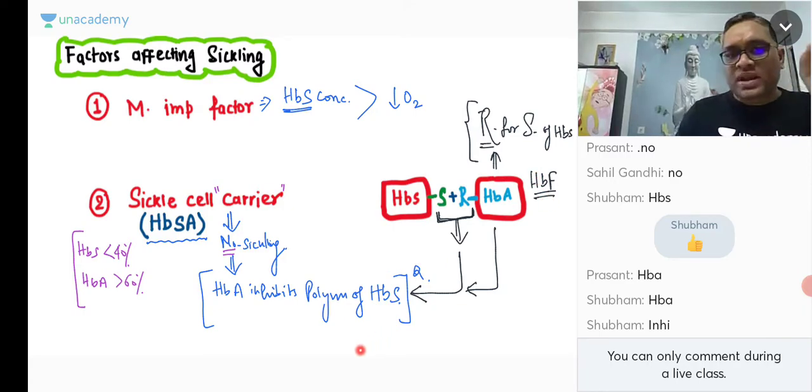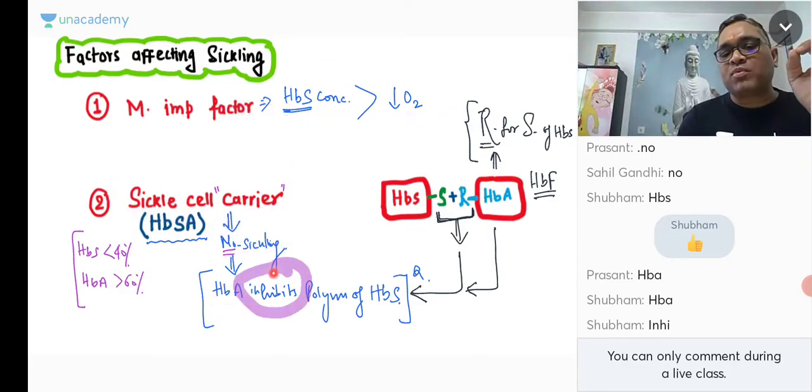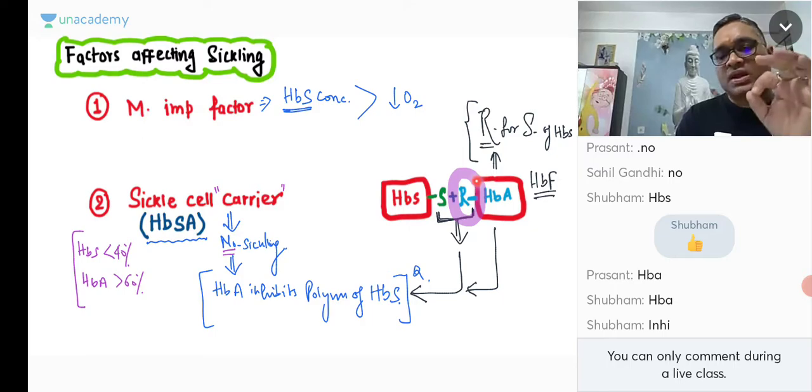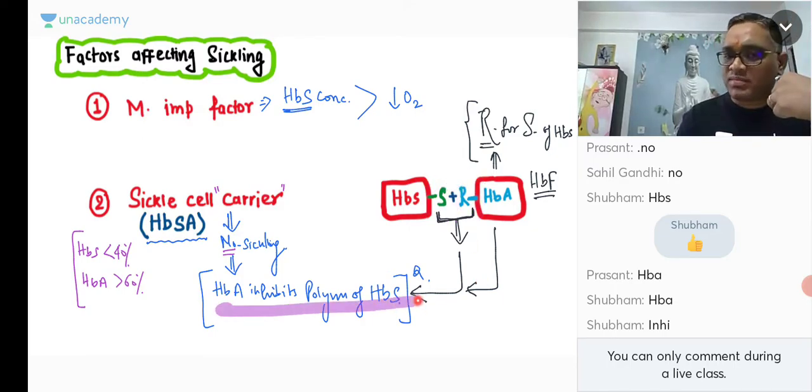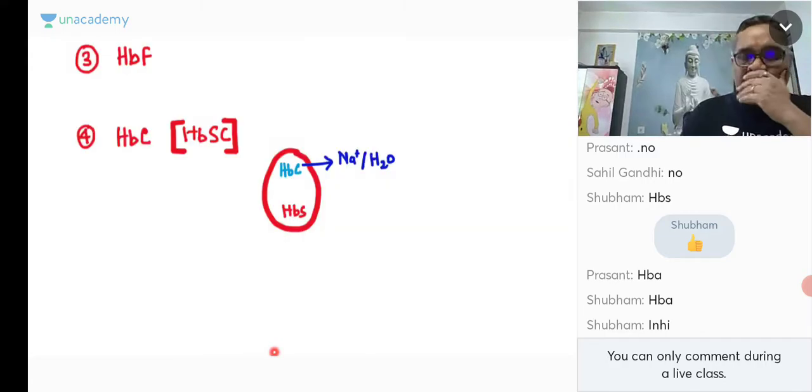So now understood, the most important factor is the HbS concentration, right? More important than hypoxia. In a sickle cell carrier, there is no sickling because HbA inhibits the polymerization of HbS, because it combines with the sticky patch only and will not combine with the complementary patch, and by this mechanism it inhibits the polymerization. Same is done by HbF also, right?